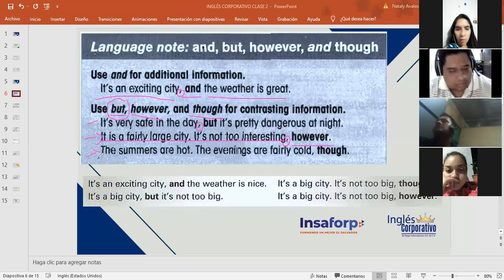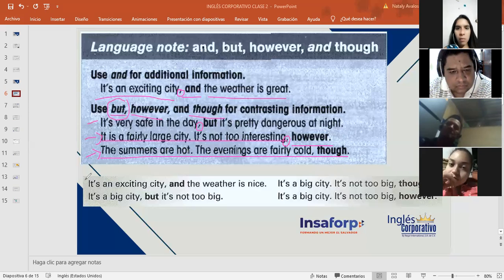The next example, Jose Manuel, can you help me to read the next example? Teacher, the summers are hot. The evenings are fairly cold, though. Okay, though. The summers are hot. The evenings are fairly cold, though. It's like though, in this case, will be like aunque. Okay? Los veranos son calientes. Las tardes son más o menos frías. Aunque las tardes son un poco más frías, right? So that is the meaning of though in this case.